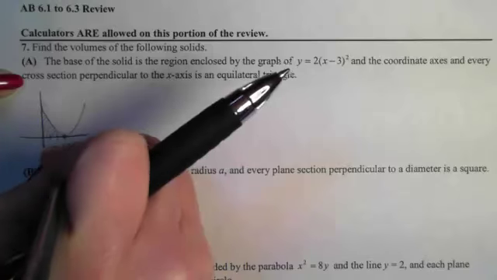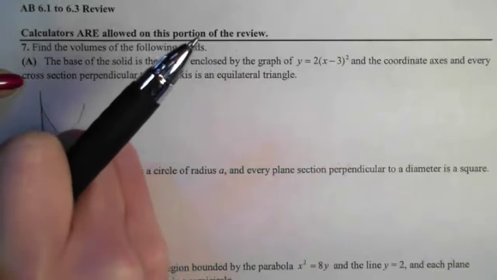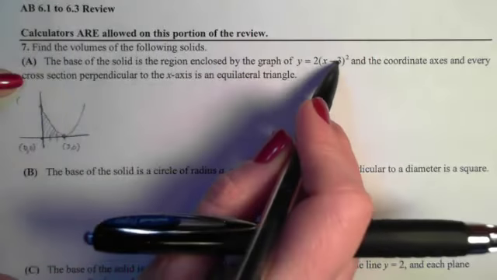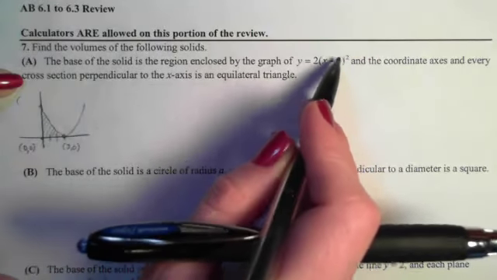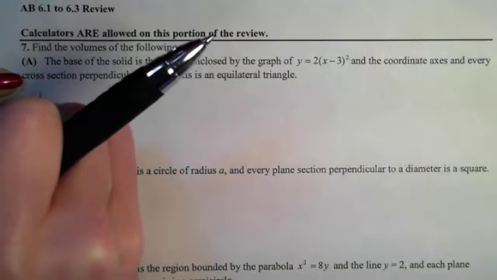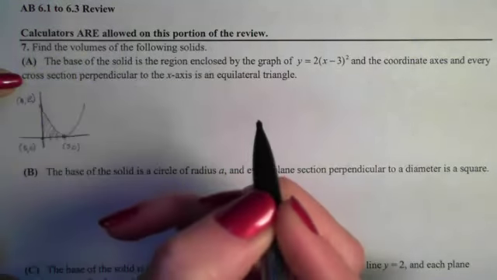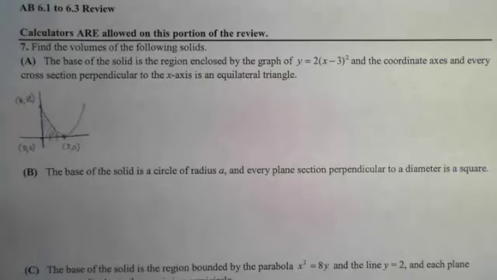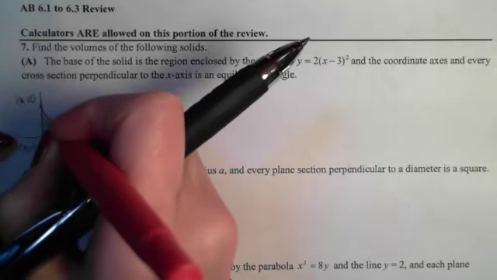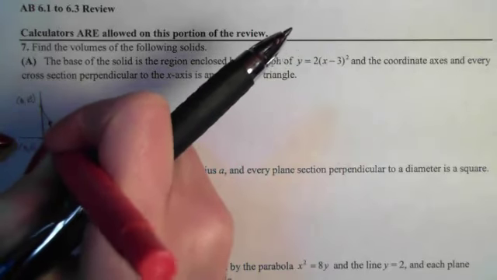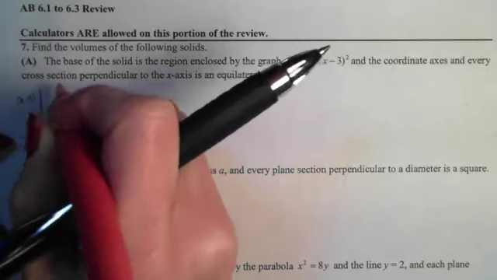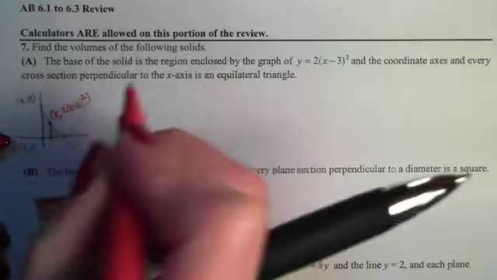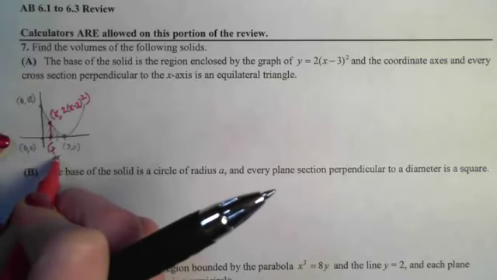So we've got an intersection of 3, 0 and 0, 0. If I plug a 0 in, that's a 3 squared, which is a 9, times 2 is an 18. So obviously not drawn to scale or proportional, but we can still work with it. And the cross section is perpendicular to the x-axis. So this will be x and the function, and this one will be x and 0.